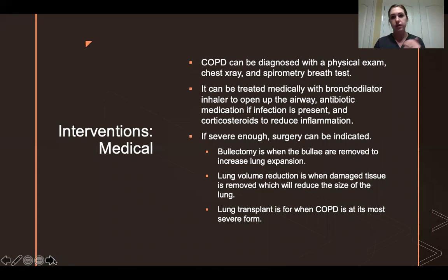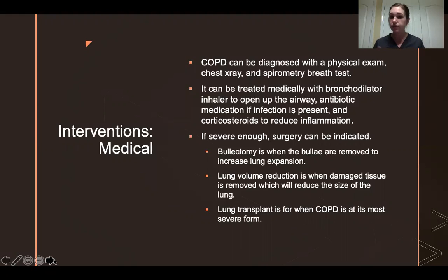Medical interventions. COPD can be diagnosed with a physical exam, a chest x-ray, and a spirometry breath test that just kind of shows how much air they're taking in and letting out. It can be treated medically with a bronchodilator inhaler to help open up the airway, antibiotic medication in case there's an infection present, and corticosteroids to reduce the inflammation for that chronic bronchitis.